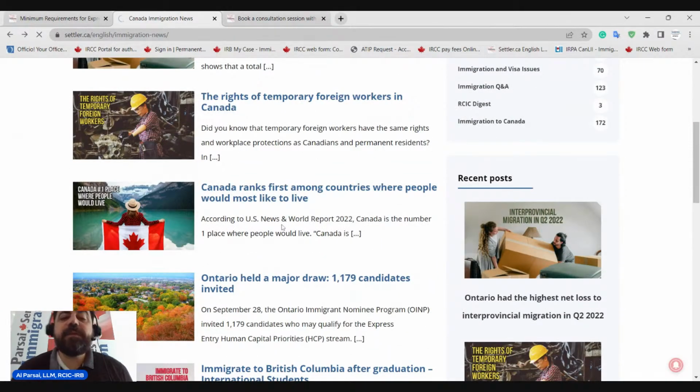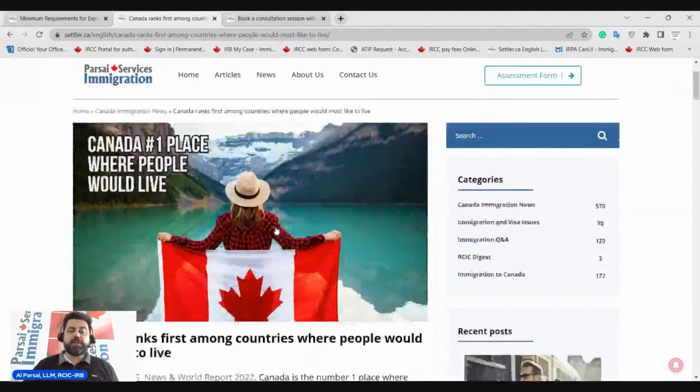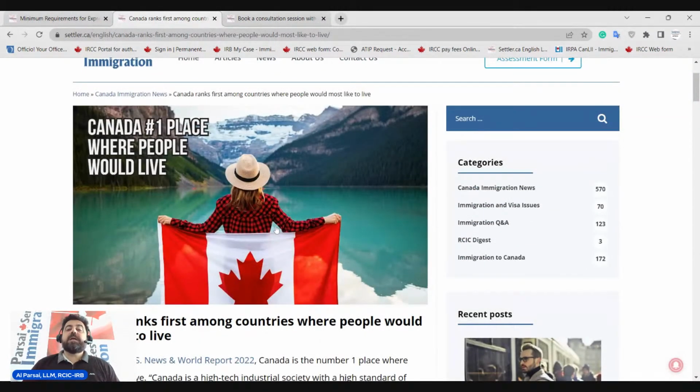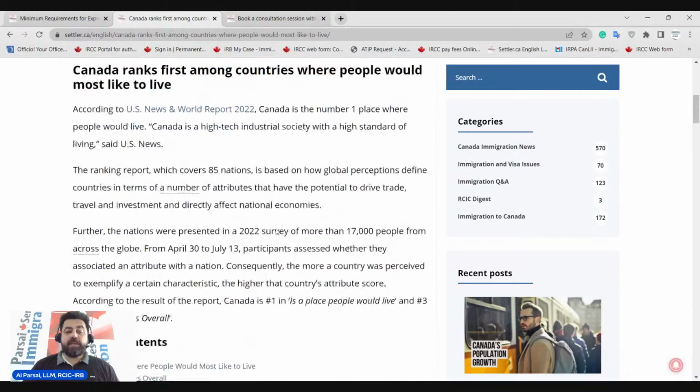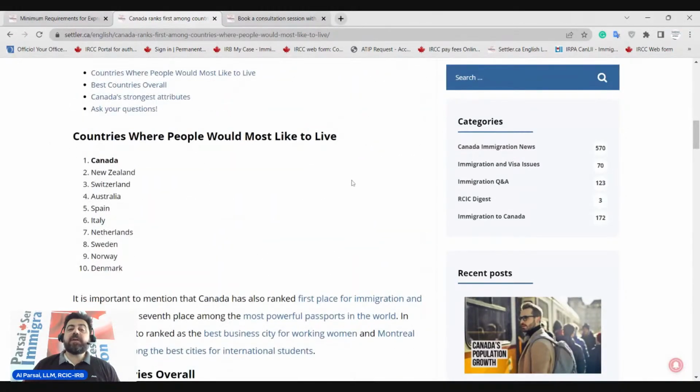Another piece of news, and I think this is the last one I want to share with you, is that Canada has been identified as the number one country that people wish to immigrate to. And this is great for Canada. As you can see, the list of countries in terms of where people want to immigrate to include Canada, New Zealand, Switzerland, Australia, Spain, Italy, Netherlands, Sweden, Norway, and Denmark. So that's amazing that Canada is number one, but it also means Canada is a five-star immigration destination.